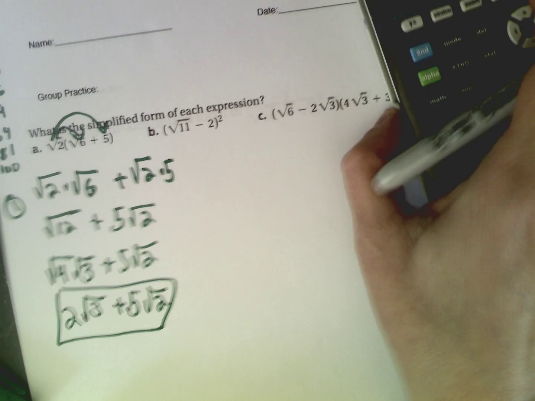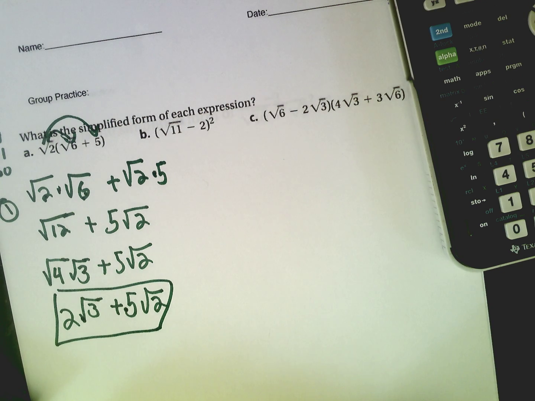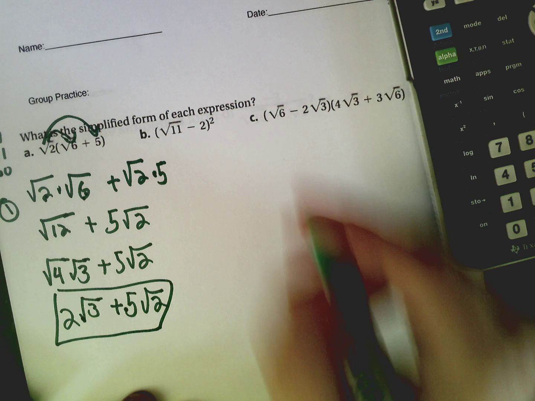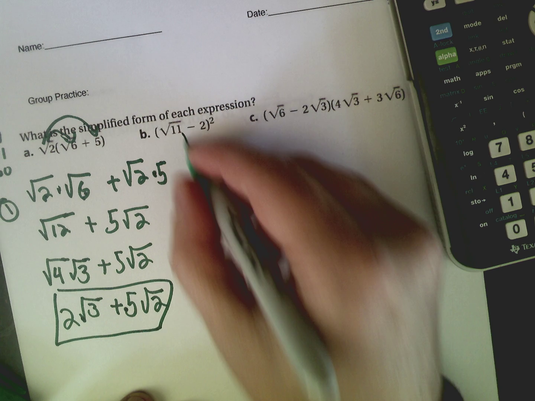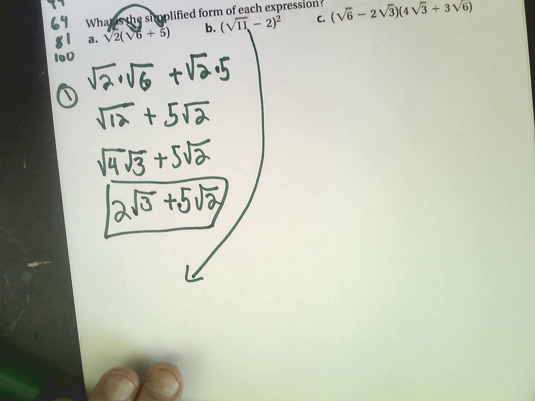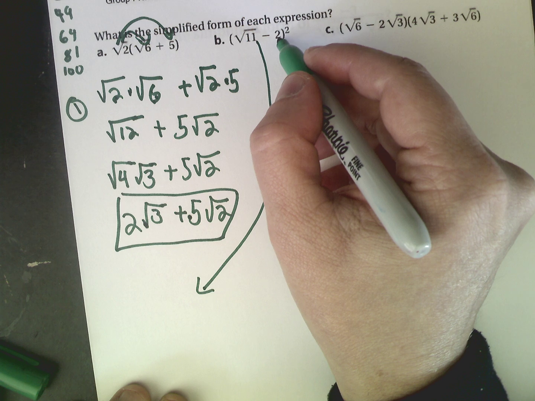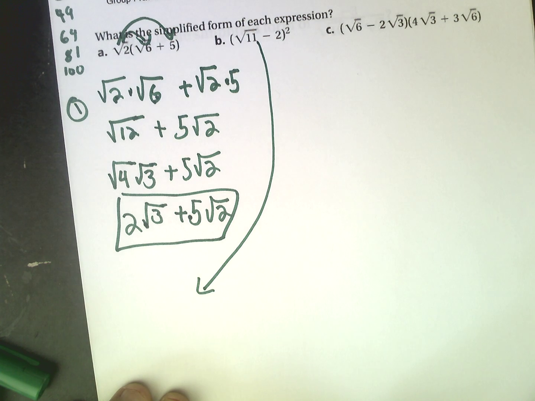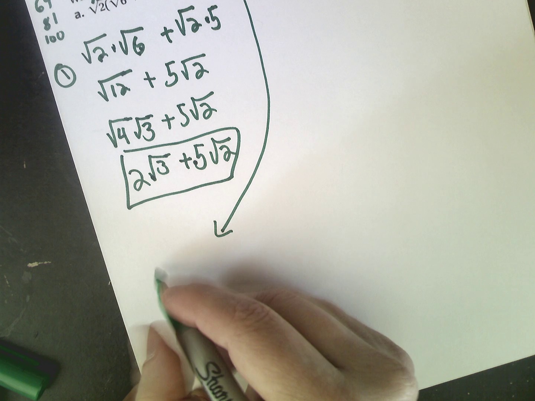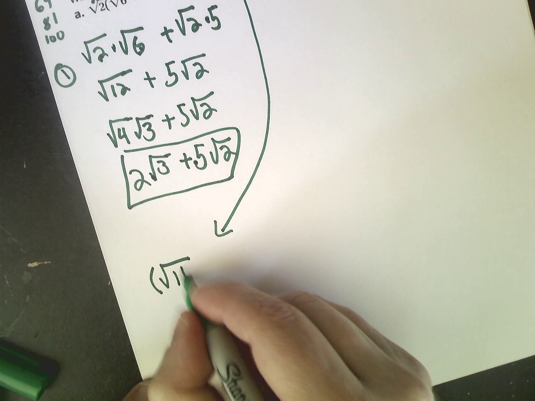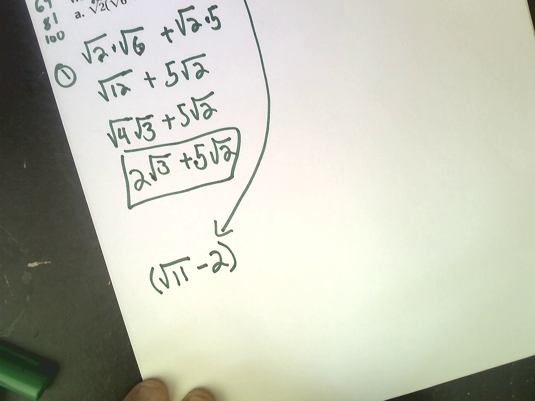Next one. This one's a funny one. This one, let's see how this one works. So I'm going to move B all the way down here. Okay, so B says this. Square root of 11 minus 2 squared. So that means I'm really taking the same number. If you remember, this means I'm taking the same number, even though our number's kind of funny looking like this.